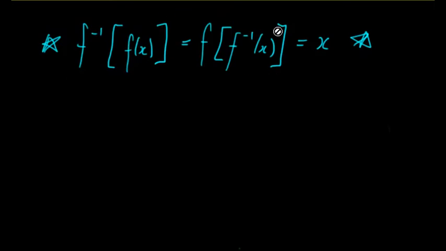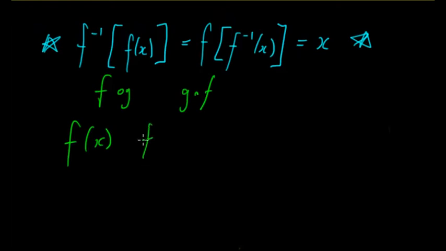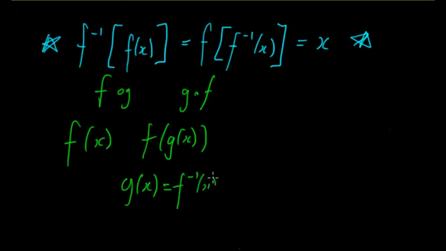With regards to this next equation, I'm talking about composite functions. If you remember, like f of g, g of f. So we take f(x), and then f of g(x). If I'm saying that g(x) is equal to the inverse of f(x), so we're replacing x with the inverse, then remembering back to composite functions, this is always equal to x.